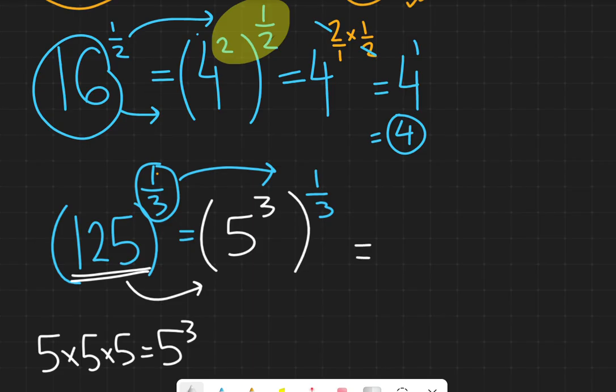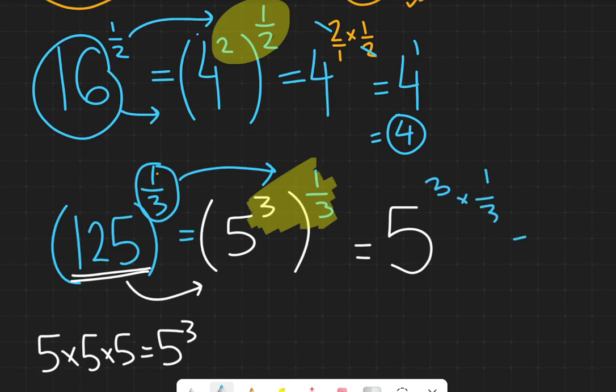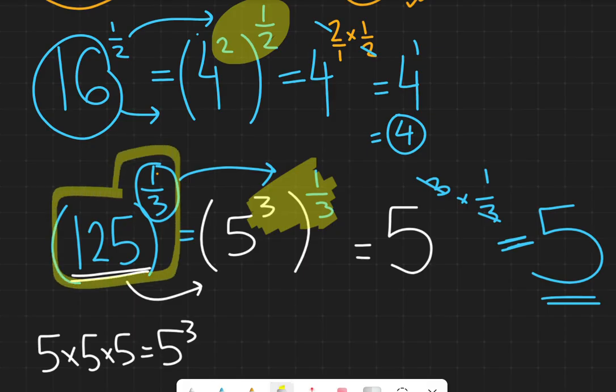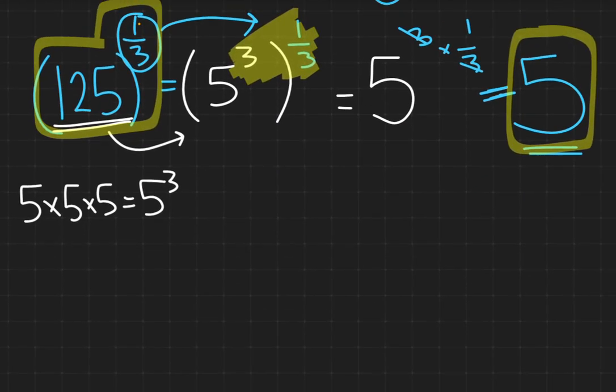Now, what we learned in the last lesson is we copy the number, and then since we have double exponents, we multiply the exponents. So we multiply 3 by 1 over 3. 3 and 3 goes away. It's 5 to the power of 1, which is equal to 5. So originally we had 125 to the power of 1 over 3. The final answer is 5. Okay, let's have more practice questions.